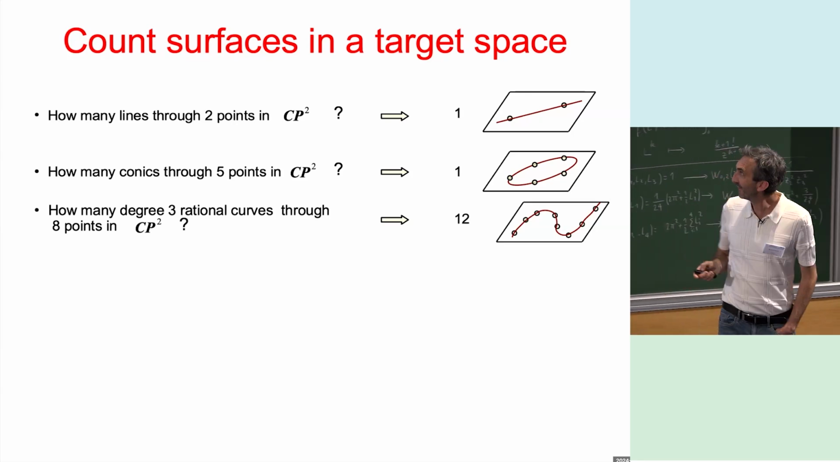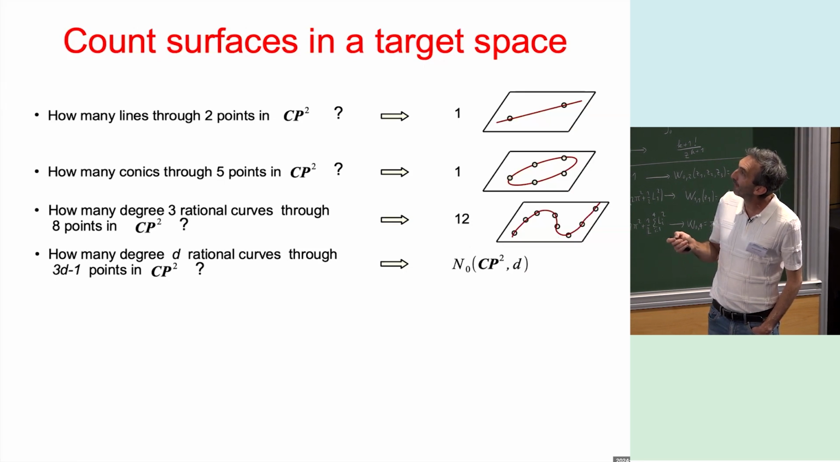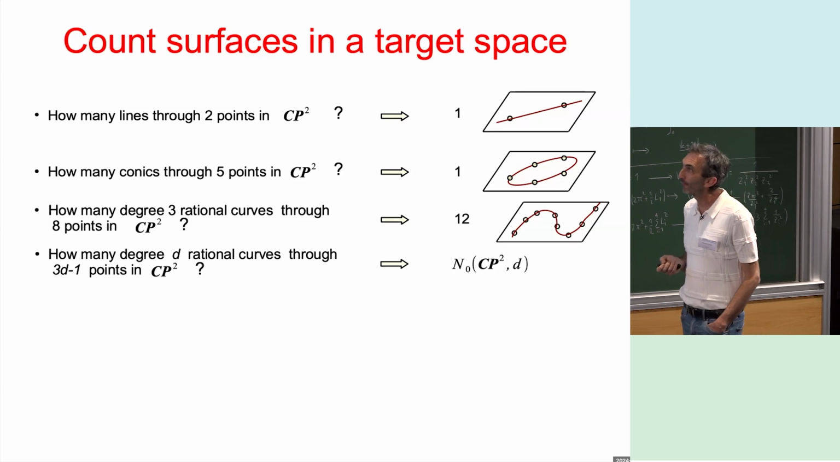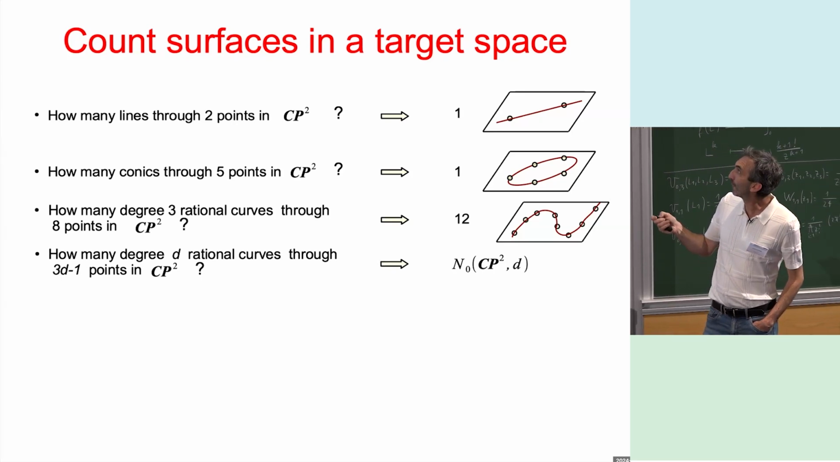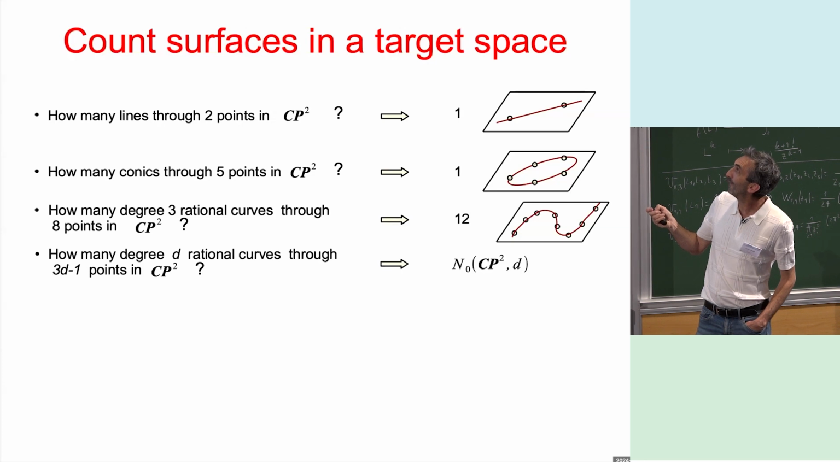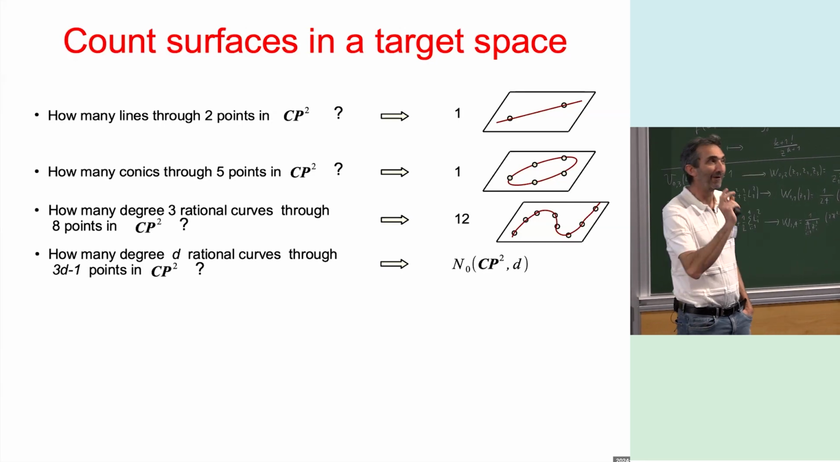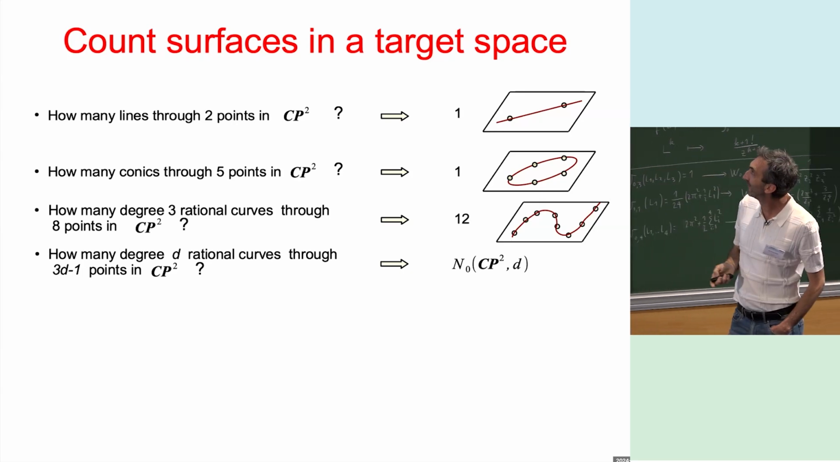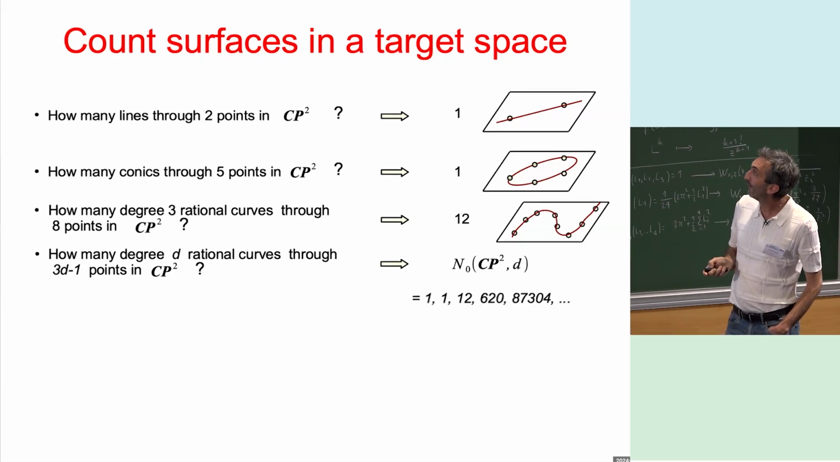And more generally, if you ask how many rational curves of degree D pass through 3D minus 1 points in generic position, let's call that number N0 of the plane, CP2. In fact, I'm talking about the complex plane. I was cheating you a little bit in my picture, of degree D. And this is a number. Okay. And so the first two are 1, 1, 12, and 620, blah, blah.